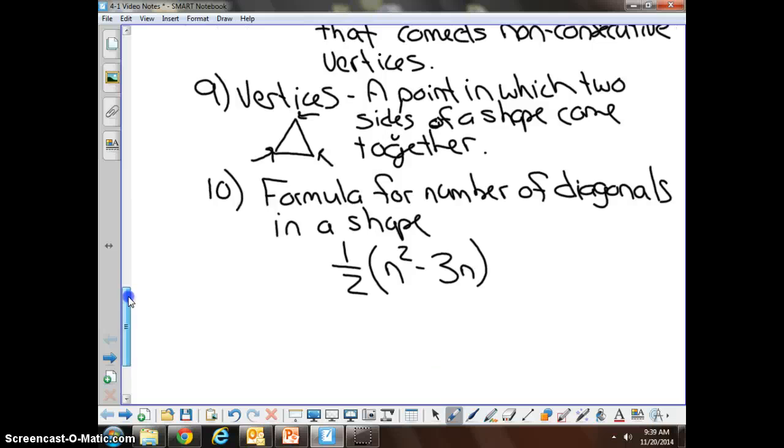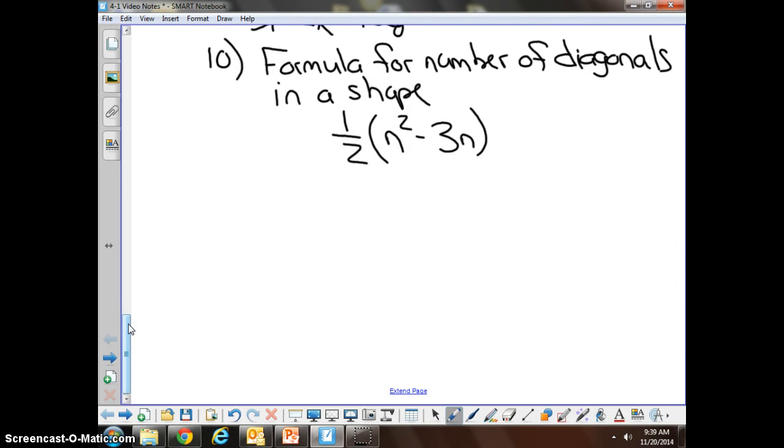Last thing then would be the formula for number of diagonals in a shape. This is something I am going to expect you to know. The formula for the number of diagonals in a shape would be 1/2 times n squared minus 3 times n. This is going to be useful not only for this chapter, but when we get to geometry and we need to calculate the number of diagonals in a shape.